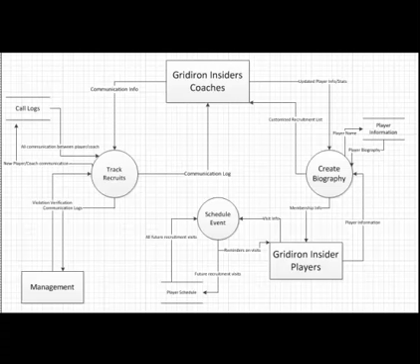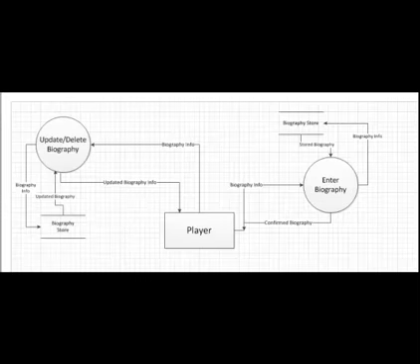We will now take a look at the level 2 data flow diagrams, which will take a closer look at each of these 3 processes. This is the level 2 data flow diagram for the create biography process. All of our processes have level 2 data flow diagrams that all look very similar to this. So right now we're just going to focus on the create biography process.